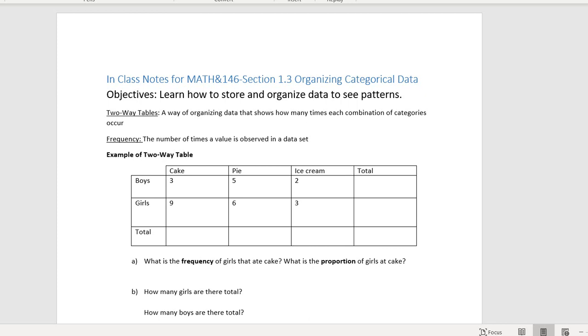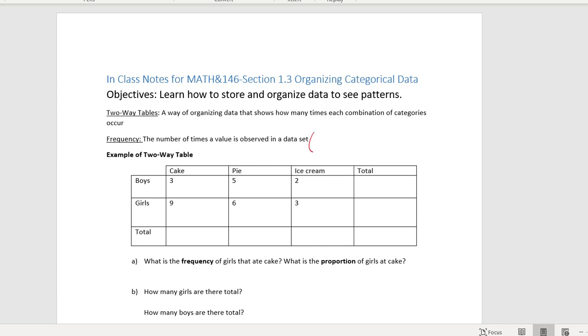So in this case, we have the category of gender, so boy or girl. And we also have the category of desserts. We have cake, pie, and ice cream, so two variables. And then we have frequency. Frequency is the number of times a value is observed in a data set. Something to be aware of is that this is the number of times something is observed. If we're looking at the percentage something is observed, we usually call that relative frequency.